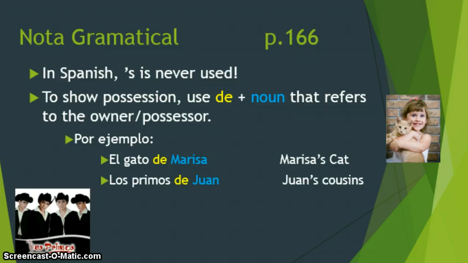You've probably noticed from our vocabulary practice in class that in Spanish, the apostrophe S is never used, so it doesn't even exist. In order to show possession in Español, we're going to use the word de plus a noun that refers to the owner or possessor. Por ejemplo, el gato de Marisa, los primos de Juan. This is how I would say Marissa's cat or Juan's cousins. So in Spanish, it's literally the cat of Marissa or the cousins of Juan.